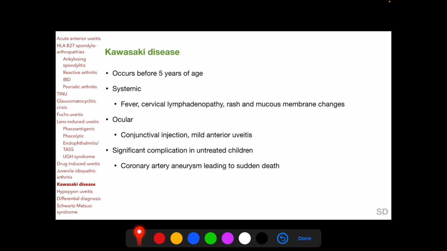Kawasaki's disease can also have mild anterior uveitis, and it occurs usually before 5 years of age with fever, cervical lymphadenopathy, rash and mucous membrane changes. Ocular involvement usually presents as conjunctival injection, but mild anterior uveitis may also be present. And Kawasaki disease needs to be treated early because of significant complication if not treated, which includes coronary artery aneurysm, which may lead to sudden death.